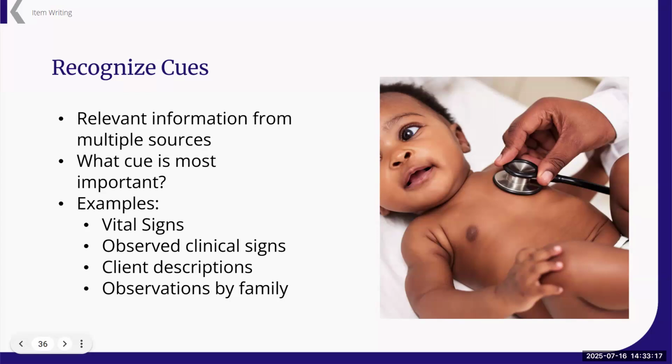Some examples of cue sources include vital signs. Are there any abnormalities or trends over time? Observed clinical signs. What do I physically see? Respiratory distress, skin changes, bleeding. Client descriptions. What is the patient telling you? Are they describing pain or dizziness or confusion? And observations by family. Sometimes subtle changes are first noticed by someone who knows the client best. Did a family member say, "She's not acting like herself?"